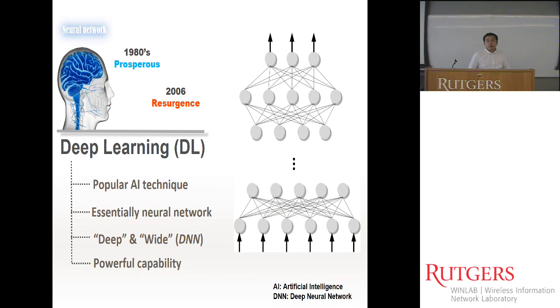So right now, deep learning has become a very popular and important artificial intelligence technique. Essentially, deep learning is the resurgence of the neural network. But right now, deep neural networks are very large and very deep, and correspondingly, they have very powerful representation and learning capability.